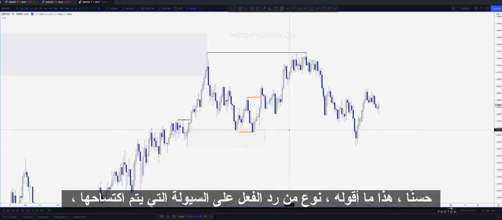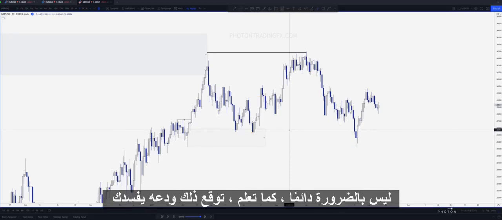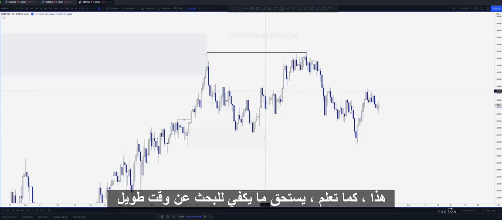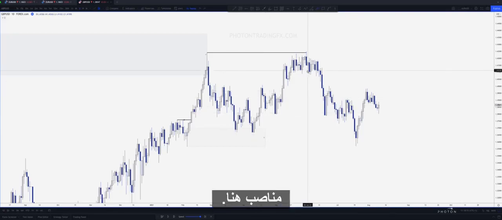So that's what I say: react to liquidity being swept. Don't necessarily always predict it and let it put you off taking positions if you see other pieces of positive confluence that are then worth enough to look to take those long positions here.